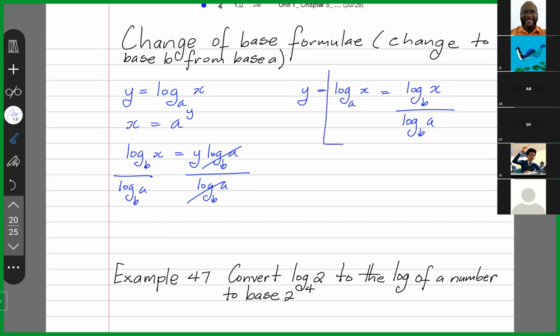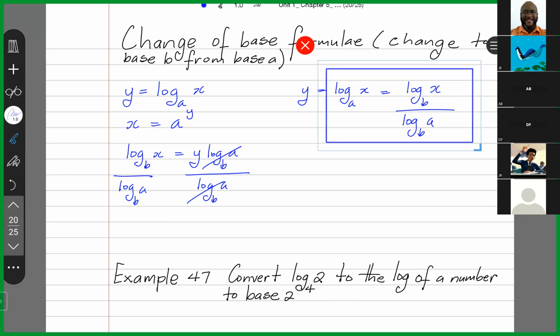Now, this statement here, this is your change of base formula. That is your change of base formula. That log to the base A of x, changing from log A to log B, is equal to log to the base B of x divided by log to the base B of A. That's called a change of base formula.